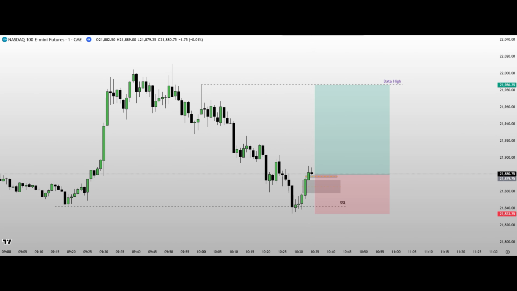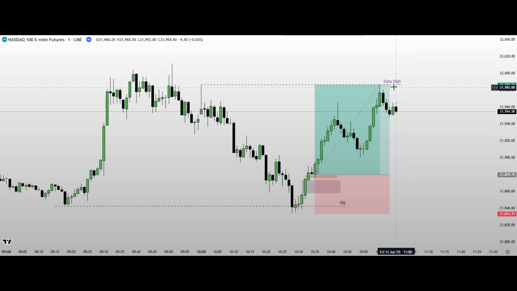So the basis of the trade is valid. There are objectives to the upside as well as that data high to come take. So you enter off the retest. That's exactly it. And we'll see what price does to this point. And there you go. Price goes 106 points all the way to that data high.